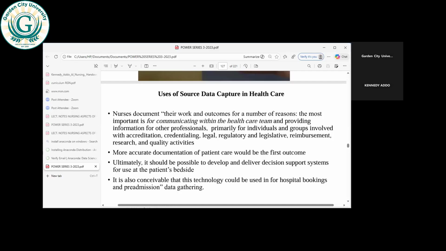It is also conceivable that this technology must be used for hospital bookings and pre-admission data gathering. It is also very important for admissions, pre-admissions, among others. So let's take note of the uses of source data capture.